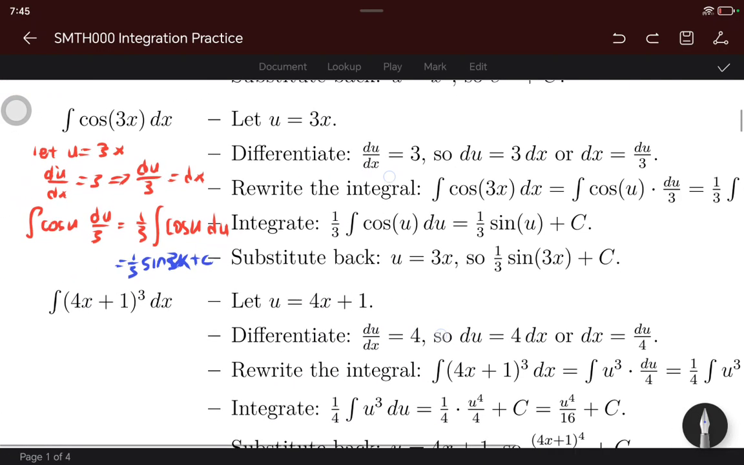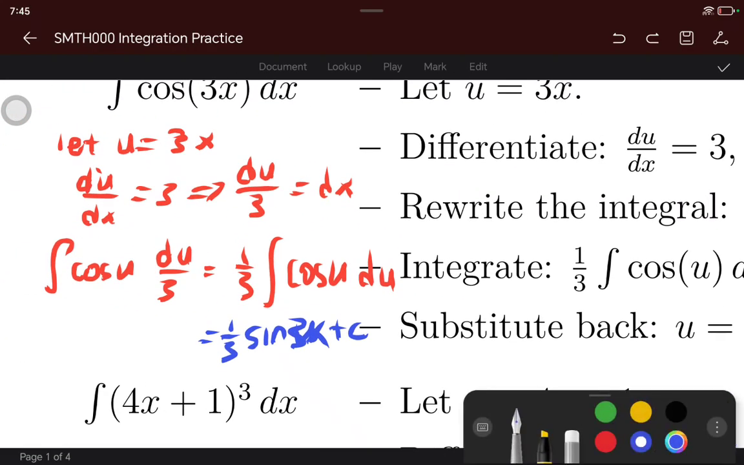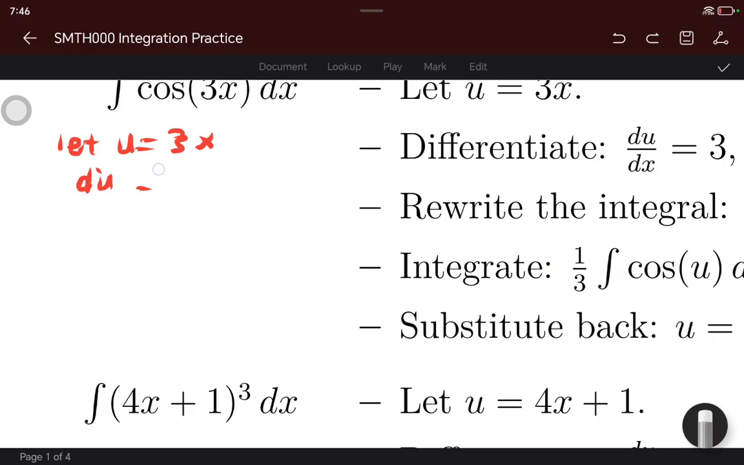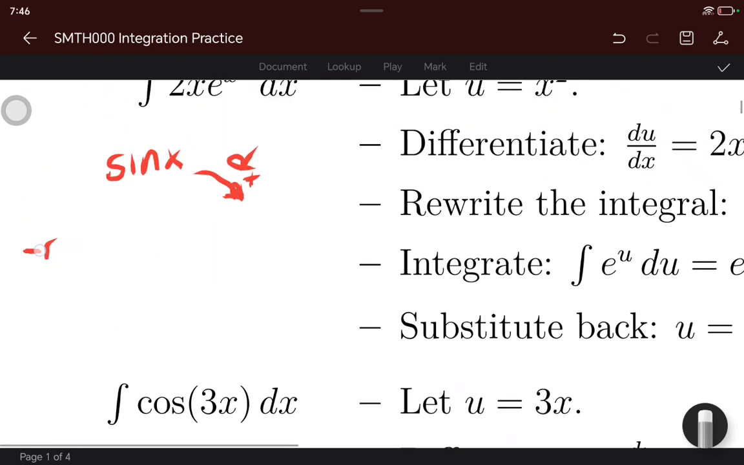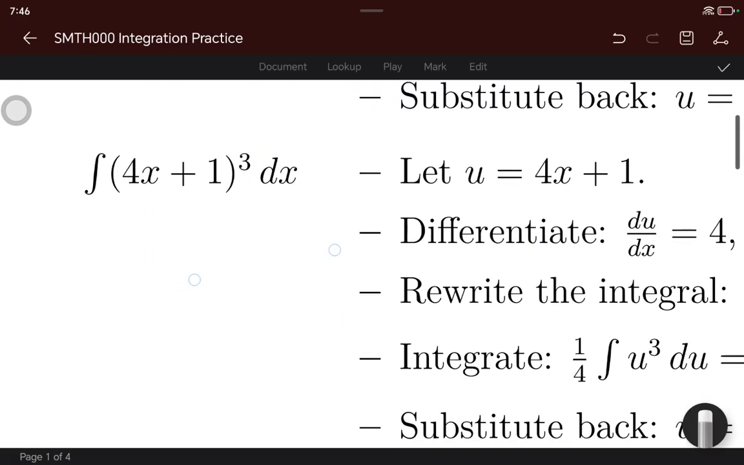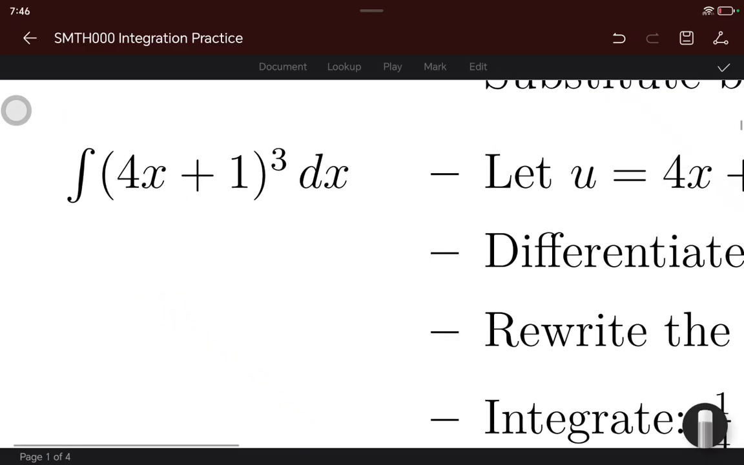So it means that once you start to know that cycle, it's simple for you to check what you get when you integrate negative sine x, what you get when you integrate positive sine x, positive cos x, negative cos x, and so on. So now we can check this one. We are given the integral of 4x plus 1 all cubed dx.